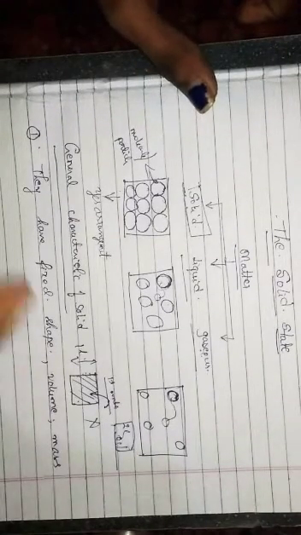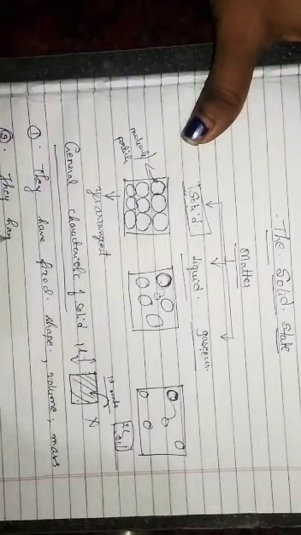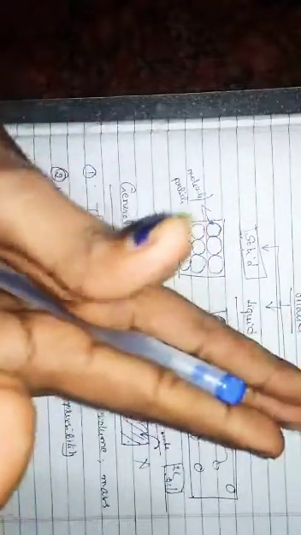Okay, this is the first one. They have fixed shape, they have fixed volume, and they have fixed mass. And second point, they have very low compressibility. Compressibility is very low for a solid, or it is zero for a solid. For example, you take this pen. This is a solid, right? If you press it, compress it, does it undergo compression? No, it does not undergo compression. That means it has very low compressibility.